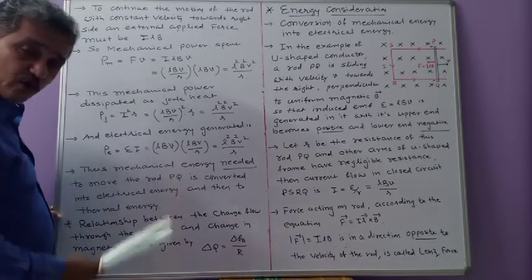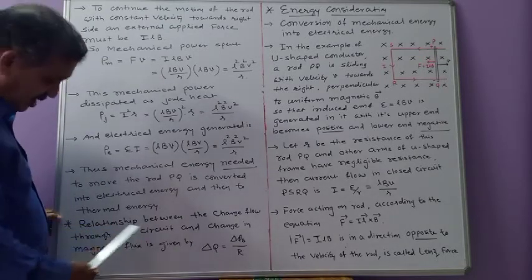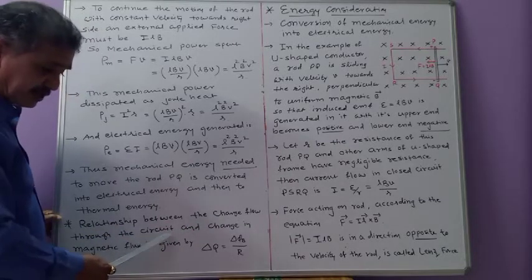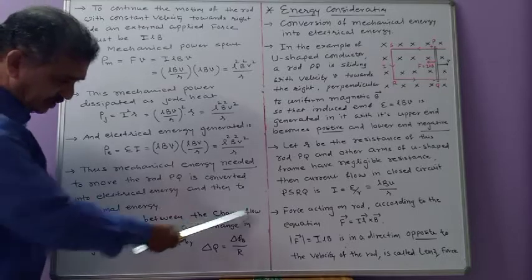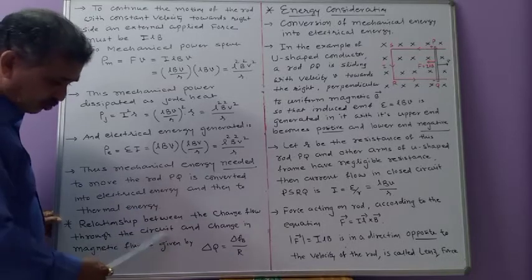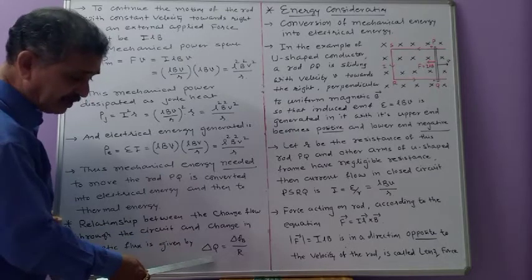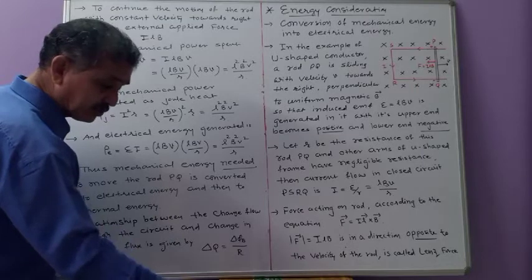अब इसके बाद एक छोटा और टॉपिक है, the relation, and that we see the proof just इसके बाद, the relationship between the charge flow through the circuit and change in magnetic flux. The relation between the amount of charge flow through the closed circuit and change in magnetic flux is given by delta Q equal to delta phi B upon R. How is it possible? Let us see the proof of it.